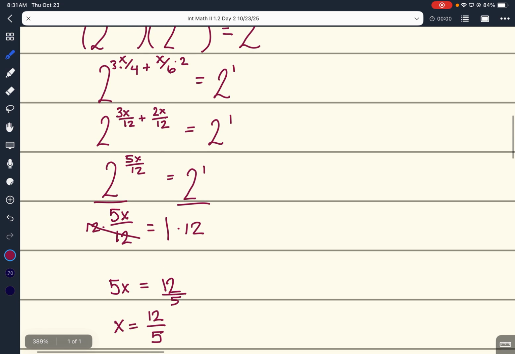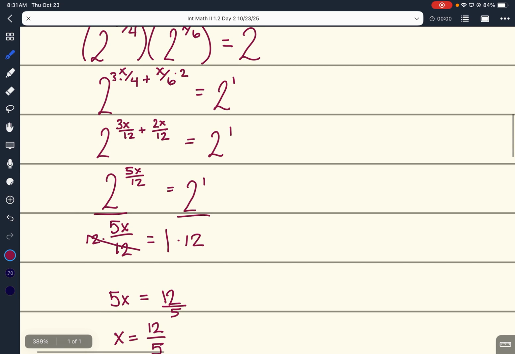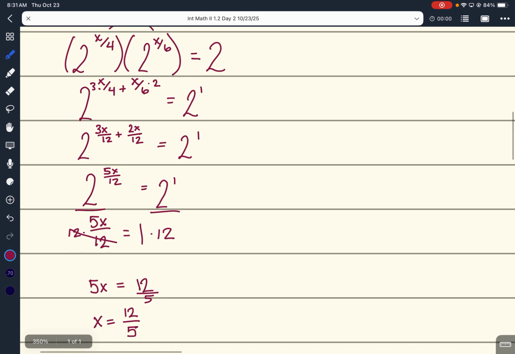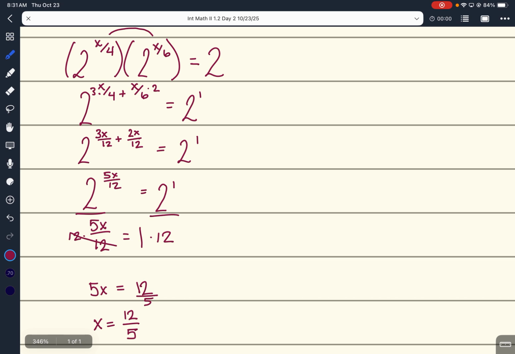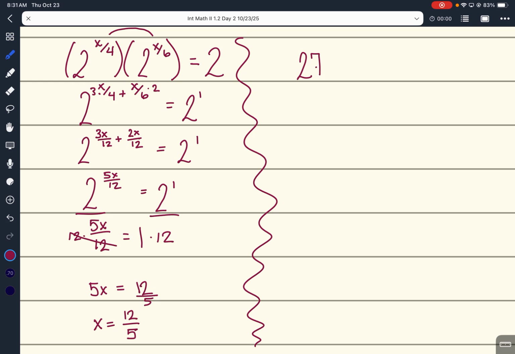Okay, so I had to just step through the problem, and that's what you're going to need to do so it doesn't get overwhelming, okay? Let's do another one. So I have 27 to the x minus 4 equals 3 to the 2x minus 6.